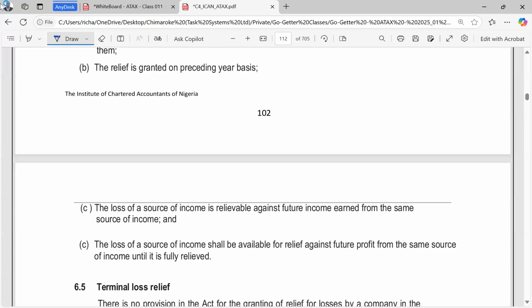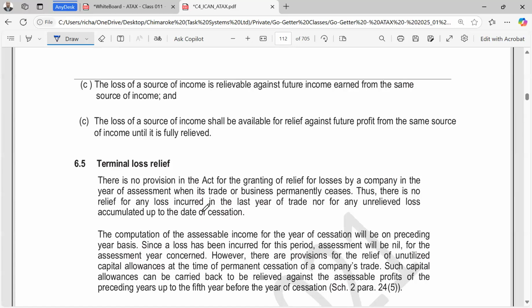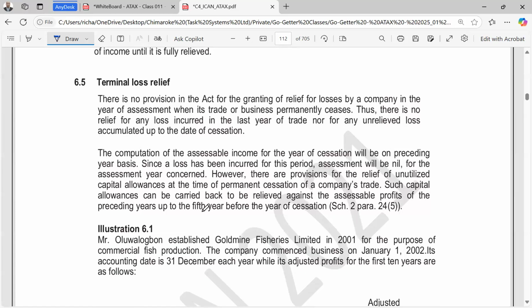All right. Now let's go to something called terminal loss. What is terminal loss? This is a loss that is made in the year of cessation. Now remember, we said losses are to be carried forward indefinitely. As long as there is no profit to relieve it, the losses will be carried on indefinitely until you get a profit that will relieve it.